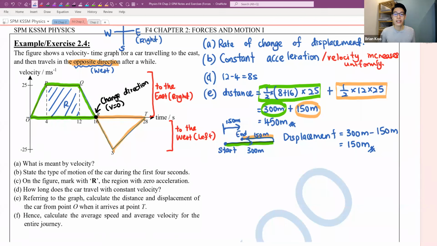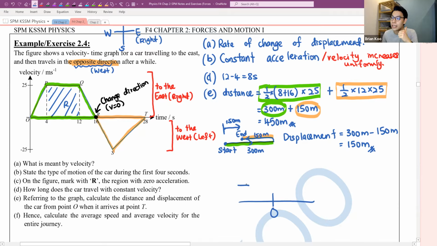Displacement means, you can think of it as displacement is position. That's why I always tell you, displacement is the shortest distance from the starting point. So if your starting point is here, and at the end your car, let's say, is here, that means your displacement is negative 10 already. 10 meters to the left.